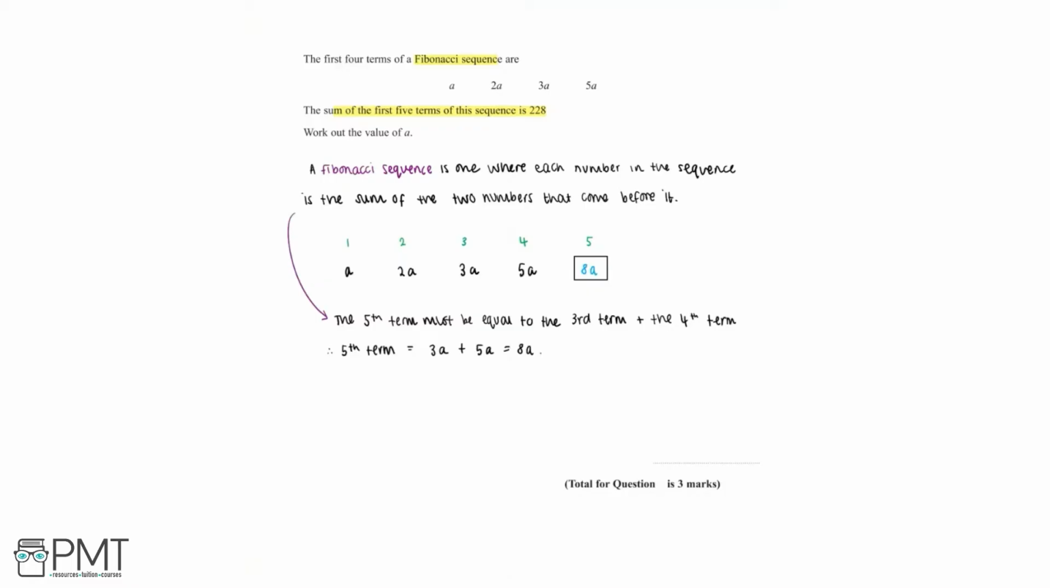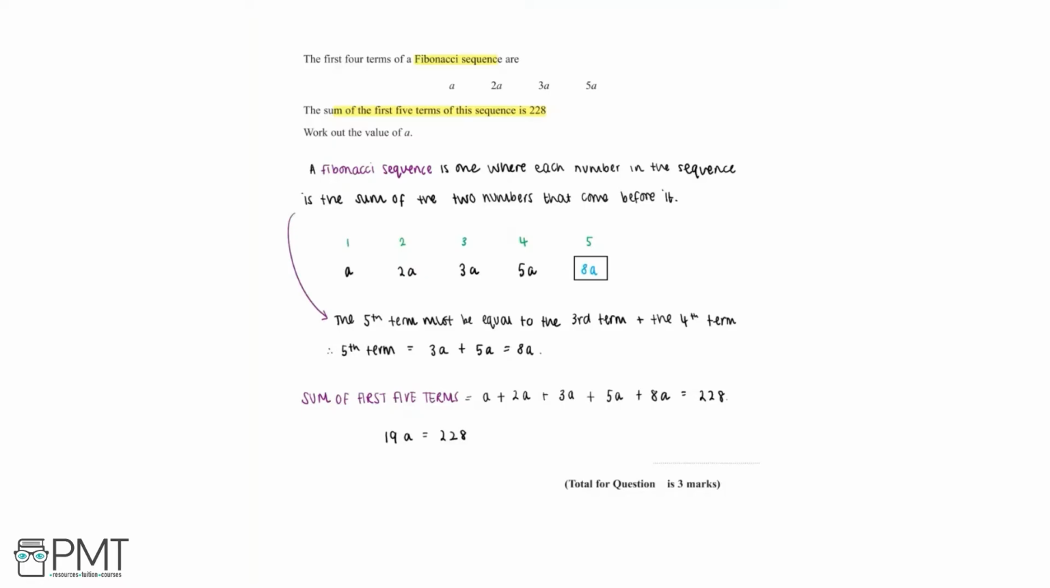Now we're told that the sum of the first 5 terms in the sequence is equal to 228. The sum of the first 5 terms would be equal to a plus 2a plus 3a plus 5a plus 8a, and we can say that this is all equal to 228. Now we can simplify this because a plus 2a plus 3a plus 5a plus 8a is equivalent to 19a. And so we can say that 19a is equal to 228.